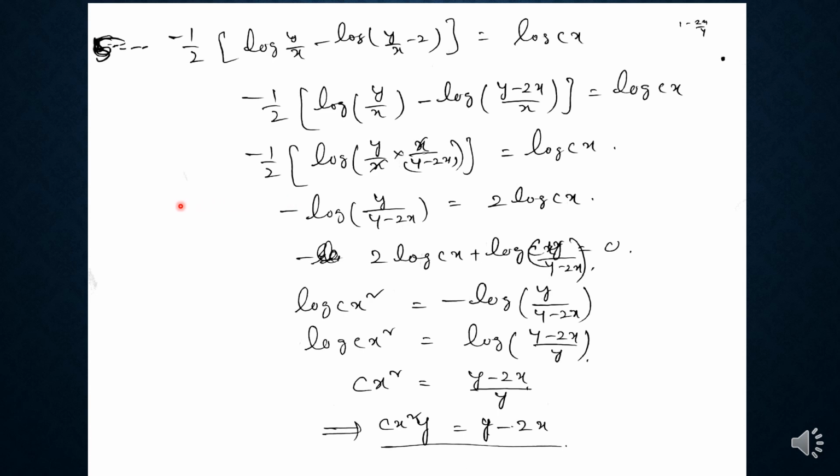Some of the homogeneous differential equations can be solved by using the exact method also. We can solve in that method also.